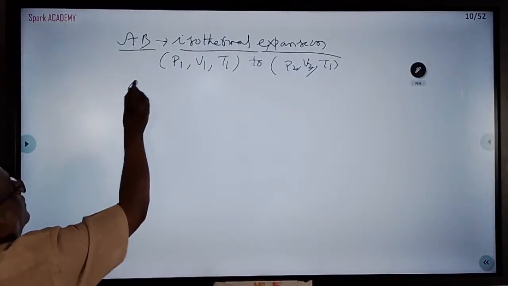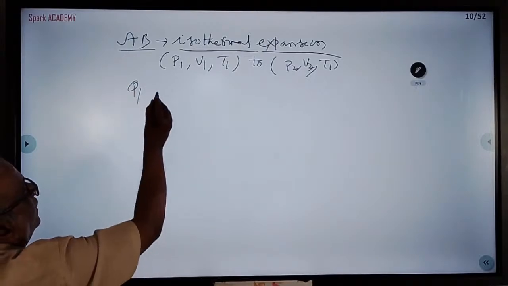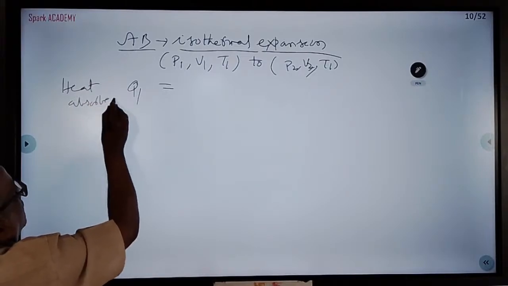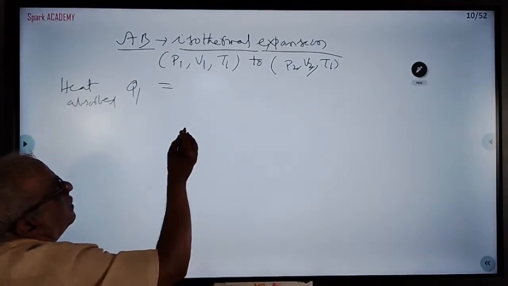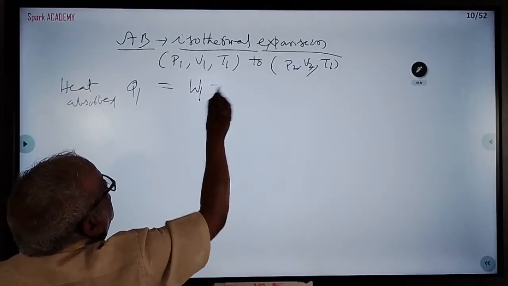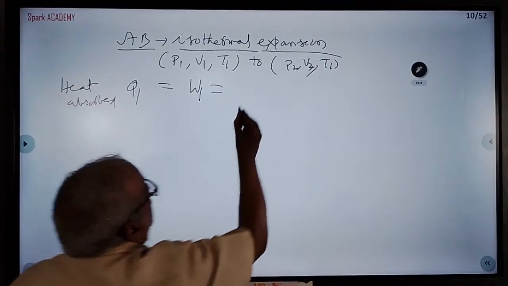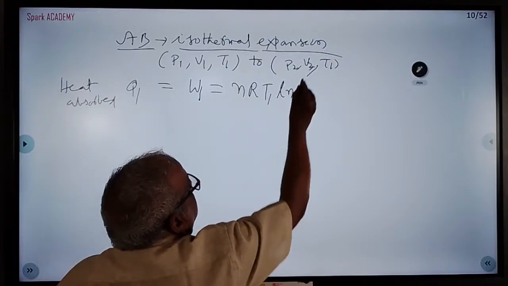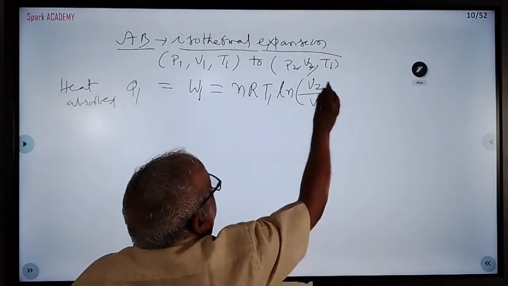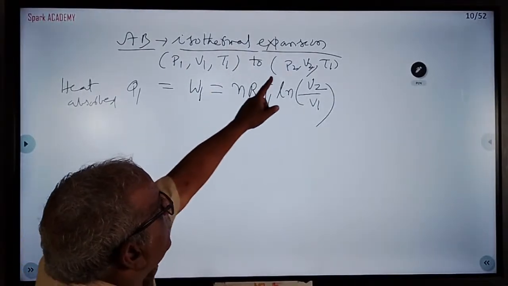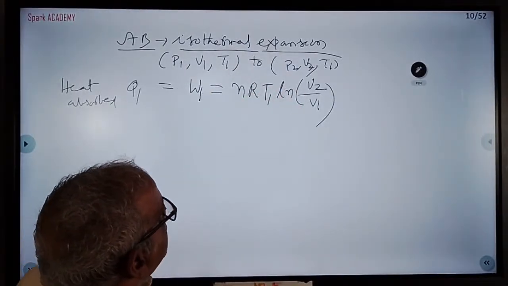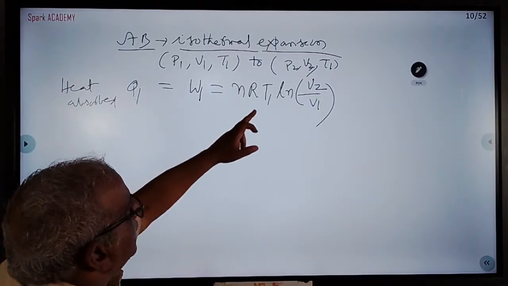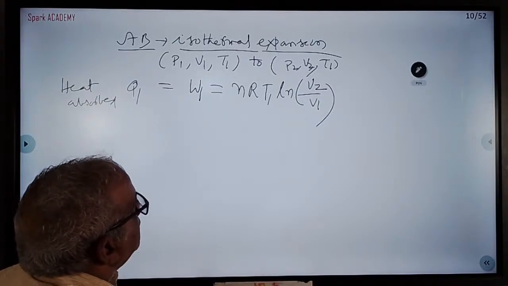Q1 is heat absorbed. Q1 is equal to W1, the work done. What is the work done formula? nRT1 ln of final volume by initial volume. V2 is greater than V1. So Q1 is nRT1 ln V2 by V1. Work done is also nRT1 ln V2 by V1 only.